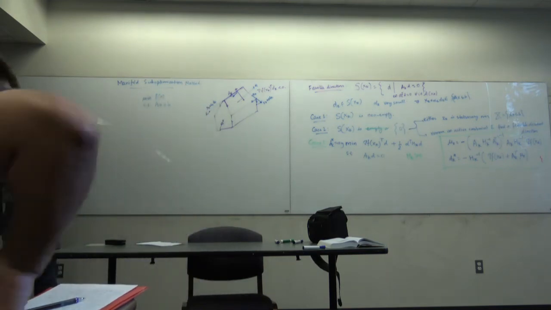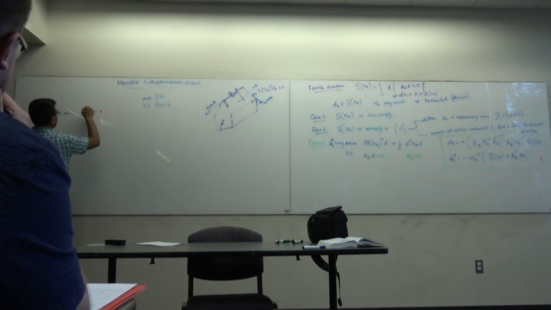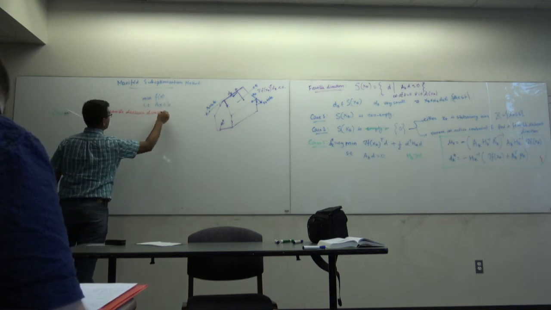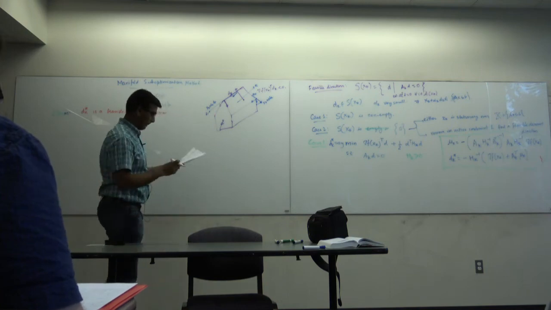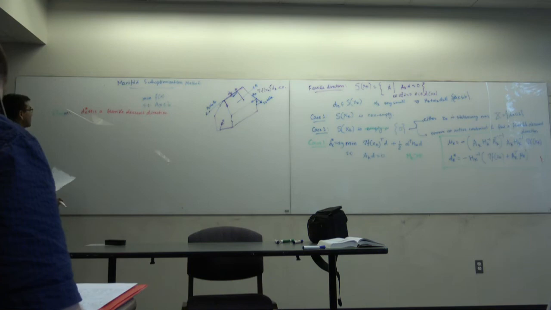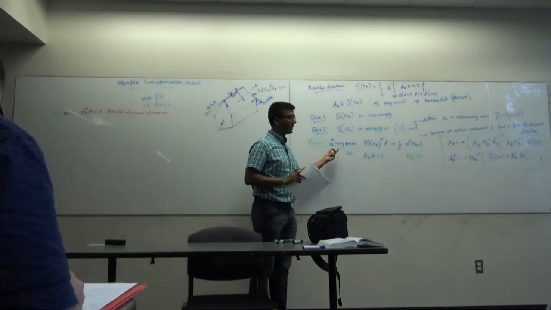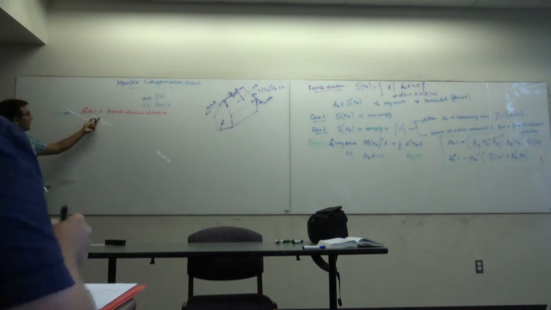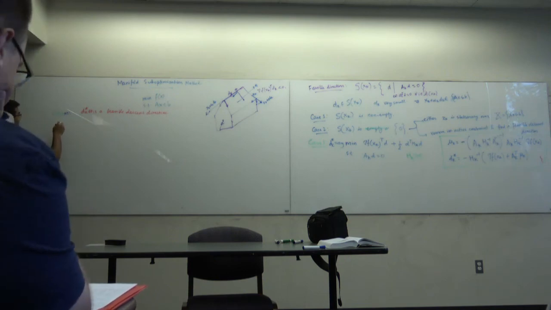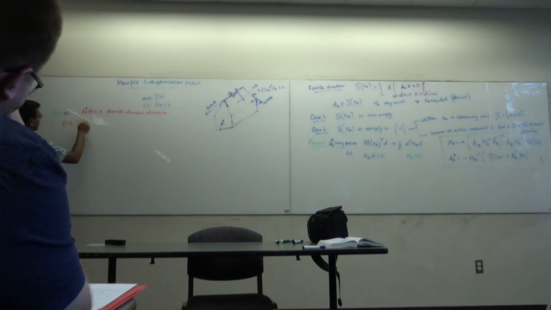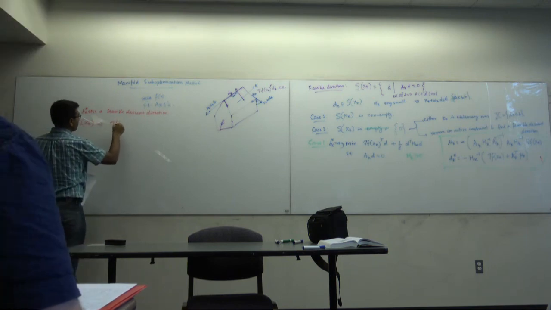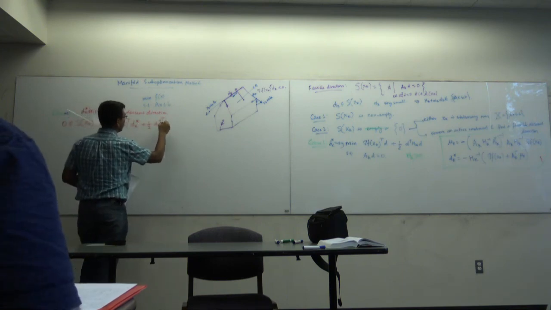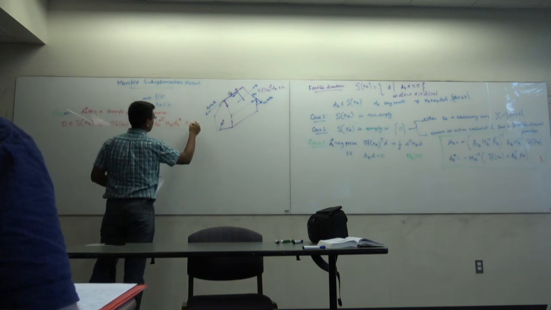So the claim is dk star is a feasible descent direction, if it is non-zero. So I try to solve this problem, and it turns out that dk star is a non-zero solution, then it's a feasible descent direction. How do we prove that? Well, zero is in S of xk. This implies that gradient of f(xk) transpose dk star plus half dk star transpose hk dk star is less than or equal to zero.